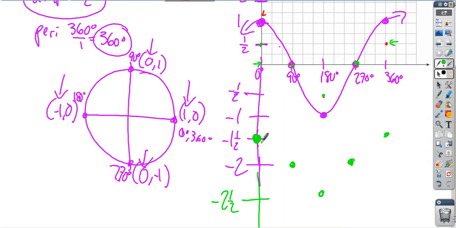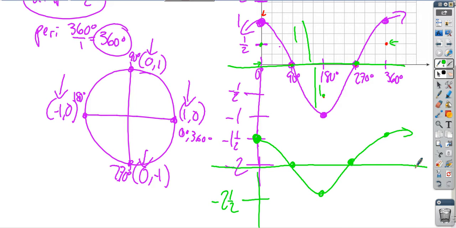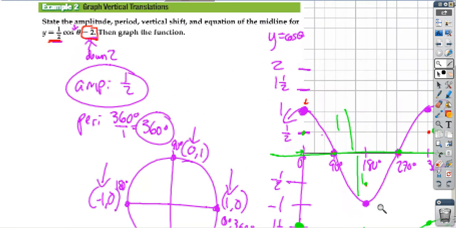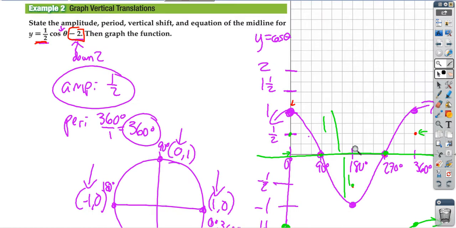So you can see when we connect the dots here, the distance from the midline to the top is 1/2, and from the midline to the bottom is 1/2. This midline is going through negative 2, because negative 2 is where we moved it down to. And the total height from the top to the bottom is only 1 this time, and the reason is because our amplitude is 1/2, the number in front of cosine. So that's how you can do it using transformations. Just graph your parent function, and then afterwards you can shift it as needed.